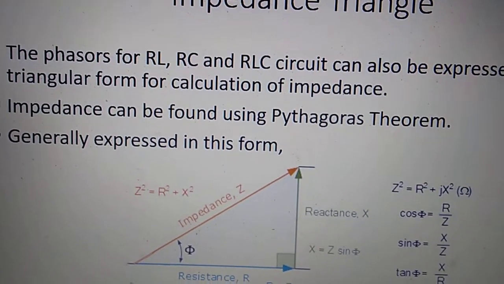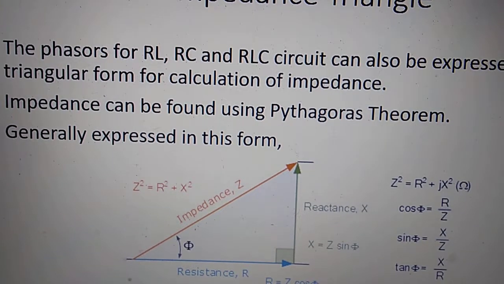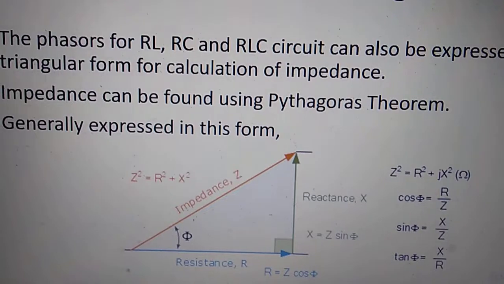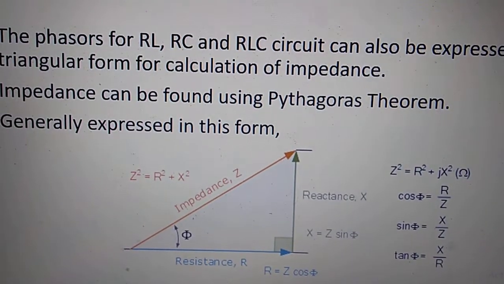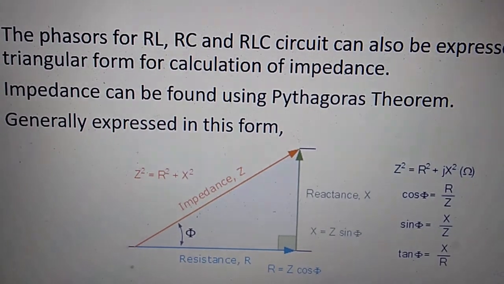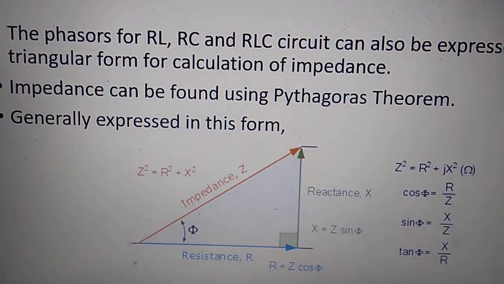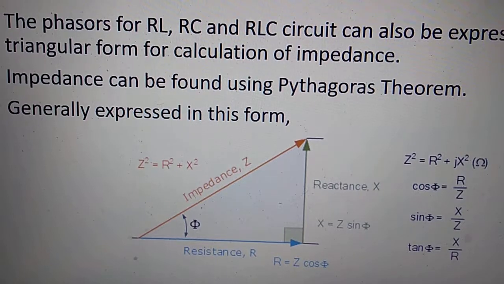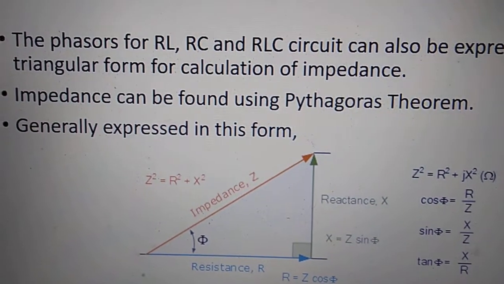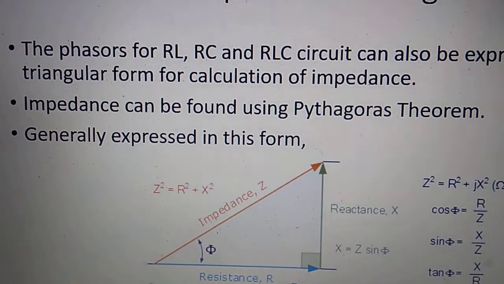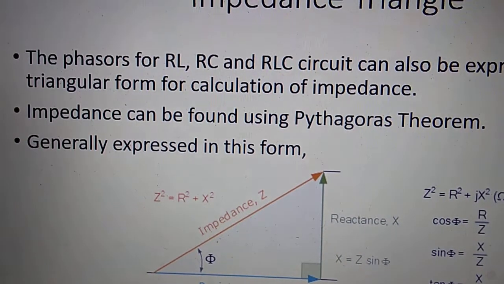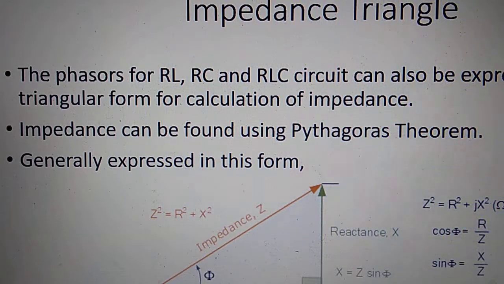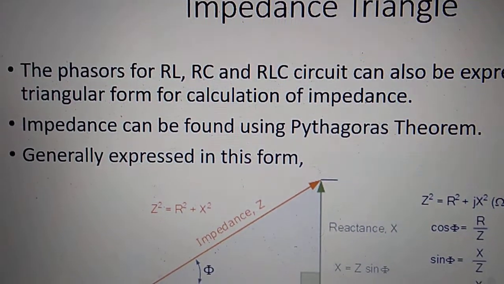various properties or characteristics of RL circuit, RC circuit and RLC circuit have been expressed using the phasors. Now that phasor can alternatively also be expressed in a triangular form. In a triangular form, we can also express the various characteristics of these types of AC circuits, and the impedance can be found using the Pythagoras theorem, which you already know.